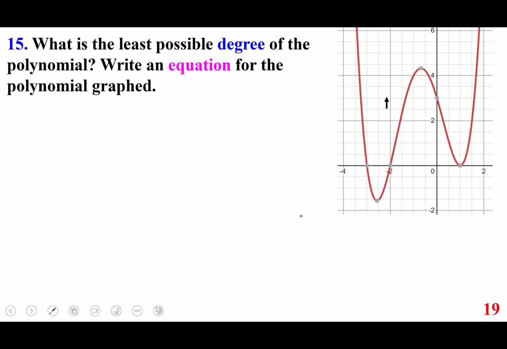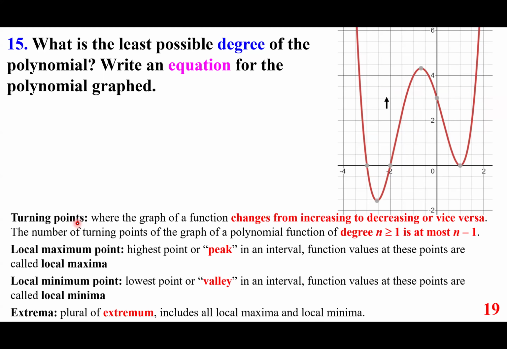So having said that, now we want to look at this one, and what is the least possible degree of a polynomial? Write an equation for the polynomial graph. Okay, first and foremost, let's discuss a couple of things. Turning points, where the graph of a function changes from increasing to decreasing. For example, this is decreasing and it's increasing. This is one turning point. Then increasing, decreasing, this is the second one. Decreasing, increasing is the third one. So that's the idea. So turning points, where the graph of function changes from increasing to decreasing or vice versa.